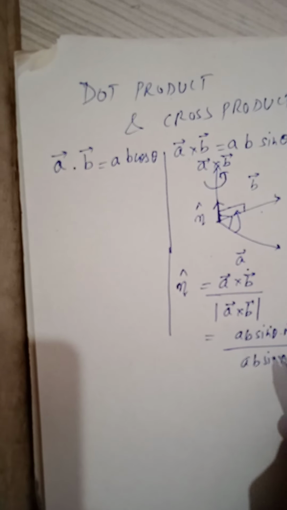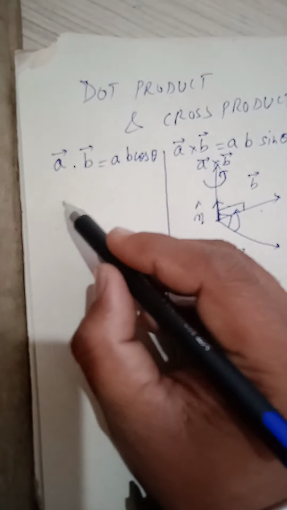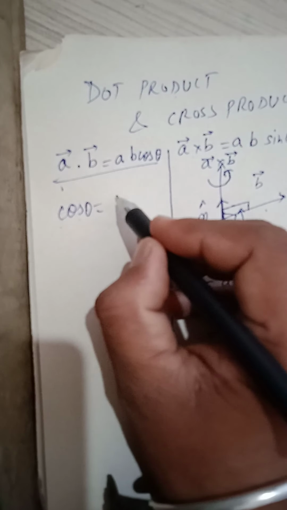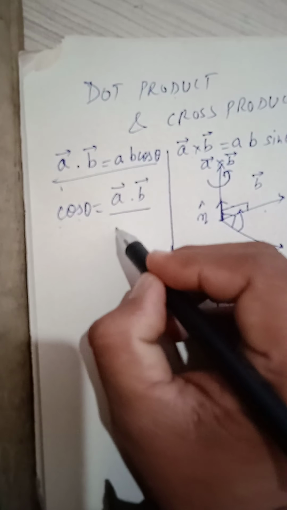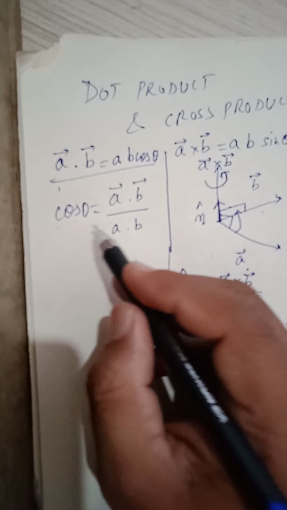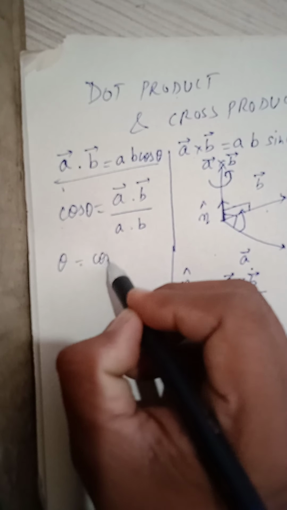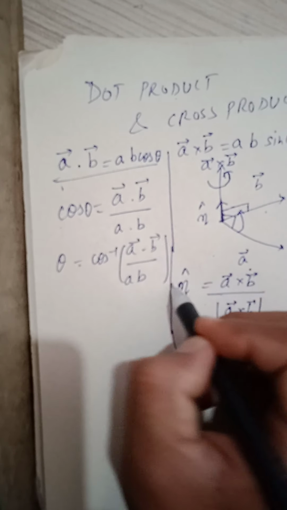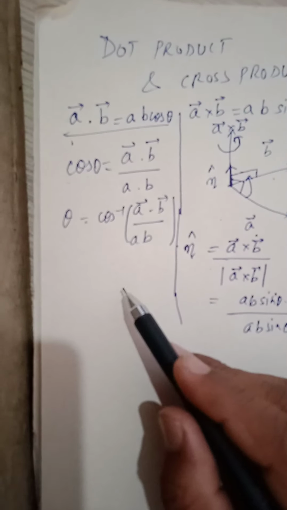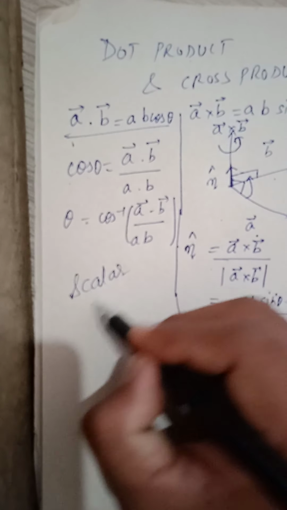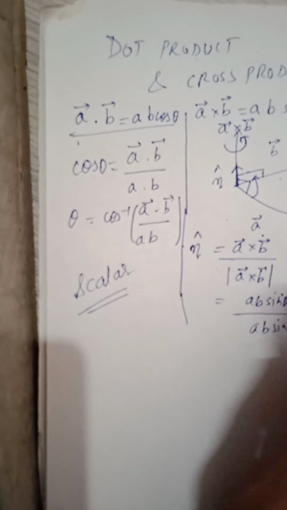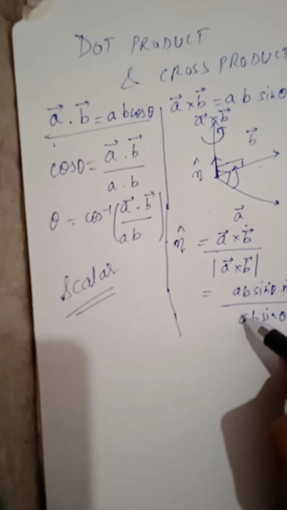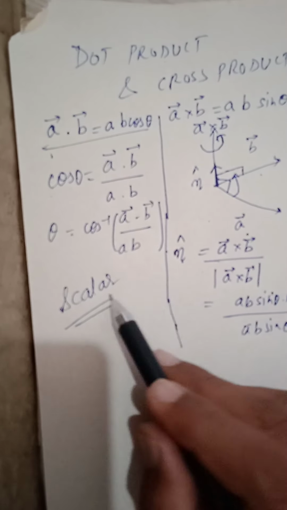So cross product gives you a vector and dot product is a scalar quantity. If you consider the angle between two vectors, it can be easily obtained as a dot b divided by magnitude of a into magnitude of b. So theta is equal to cos inverse of a dot b divided by ab. Dot product gives you a scalar number, so it is also called scalar product. And cross product gives you a vector, a direction, so it is a vector product. This is the basic difference between cross product and dot product.